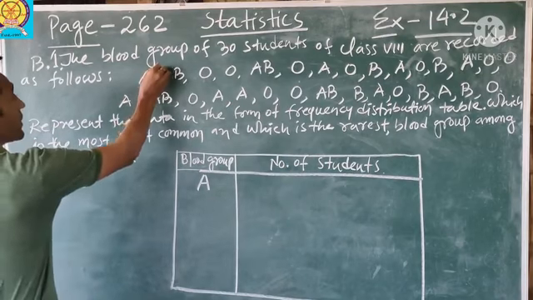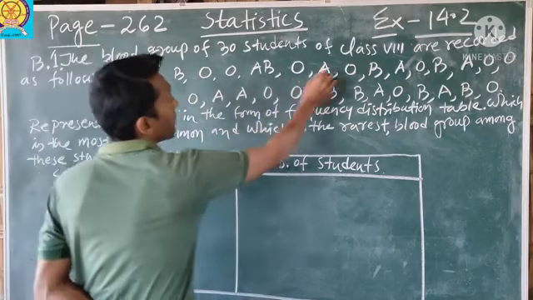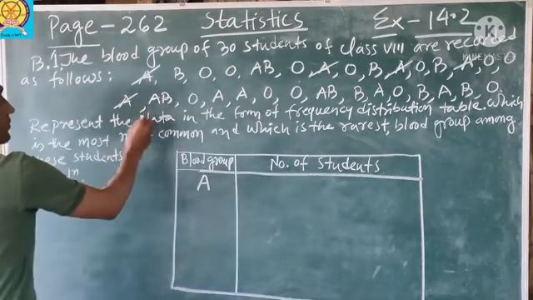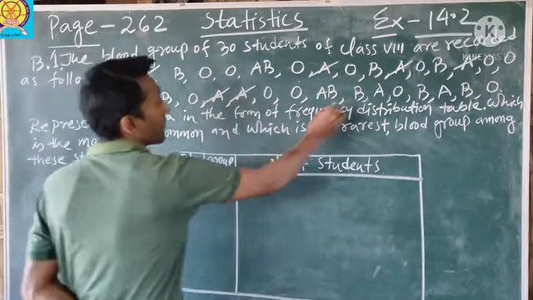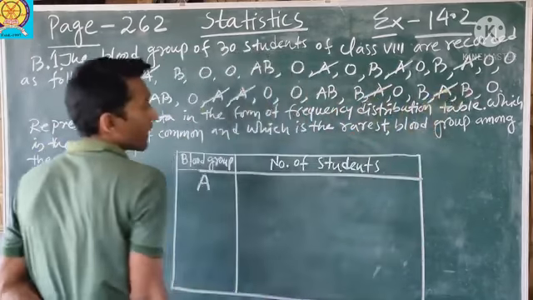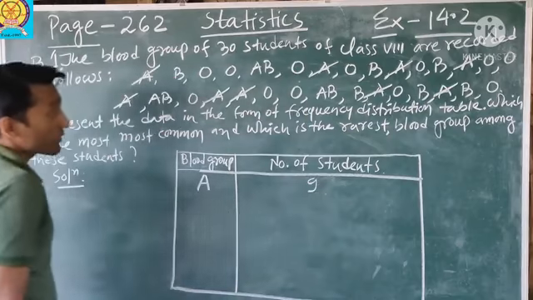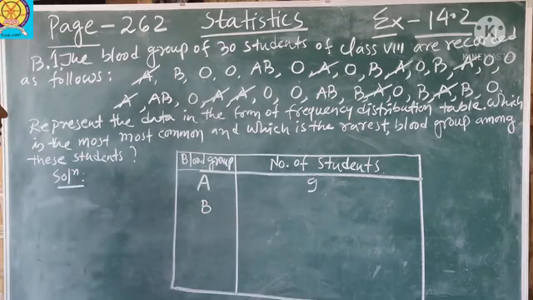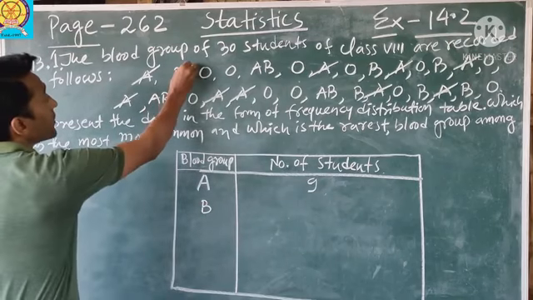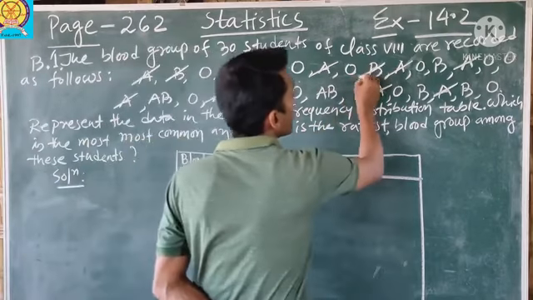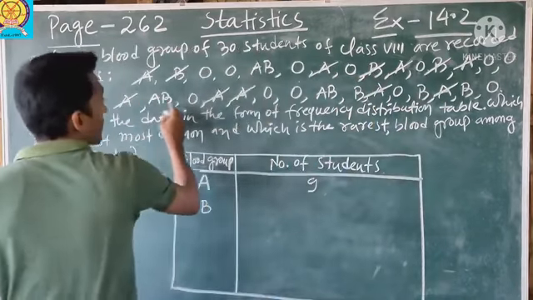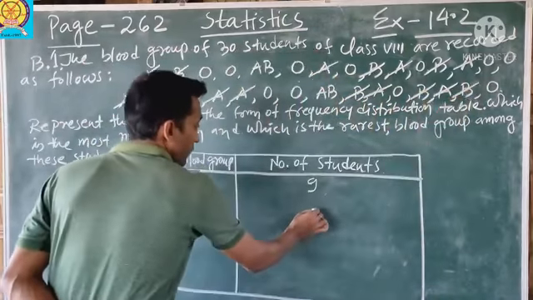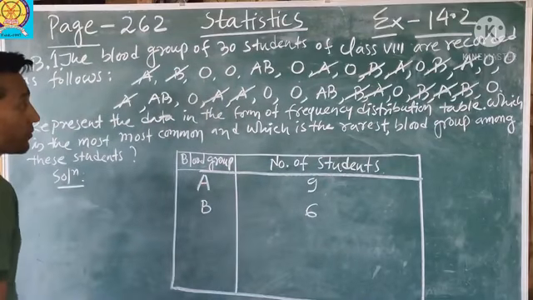So first we'll see how many students are there of group A. You see group A: 1, 2, 3, 4, 5, 6, 7, 8, 9. There are 9 students whose blood group is A. Next we'll see how many students are there of blood group B: 1, 2, 3, then 4, 5, 6. So 6 students have blood group B.